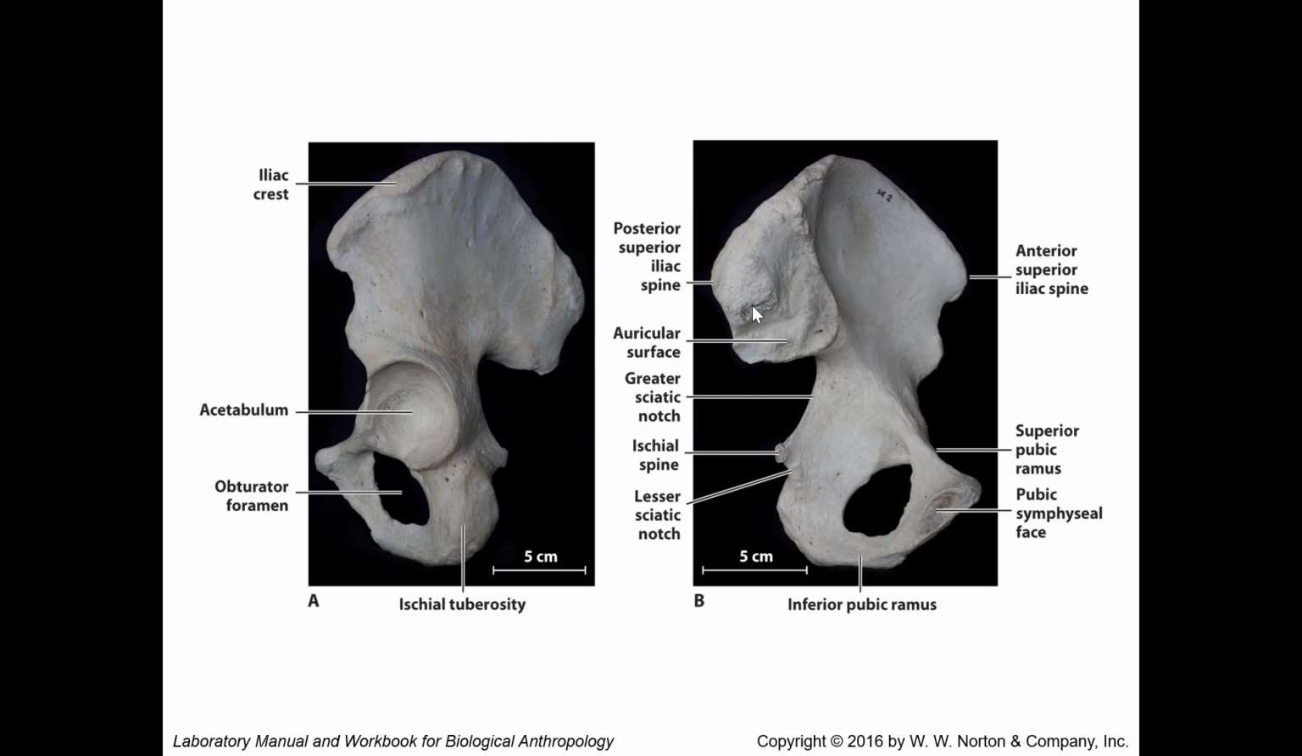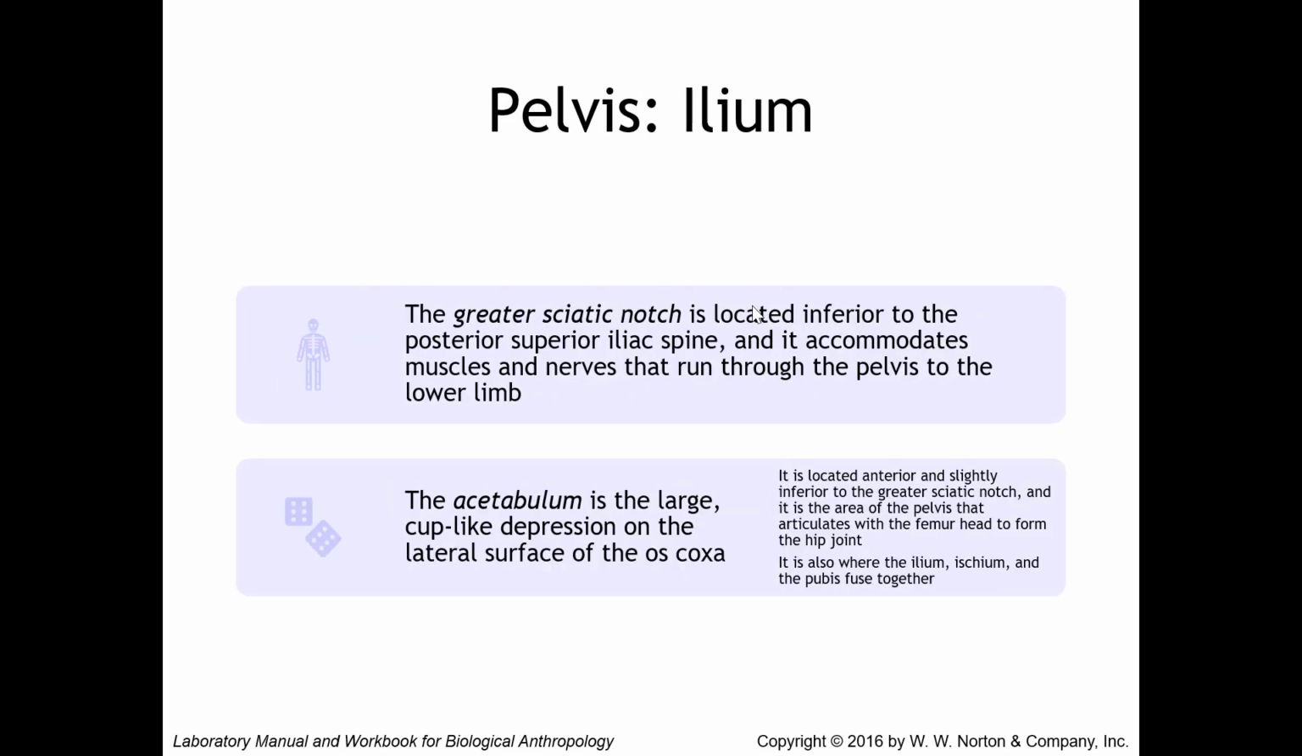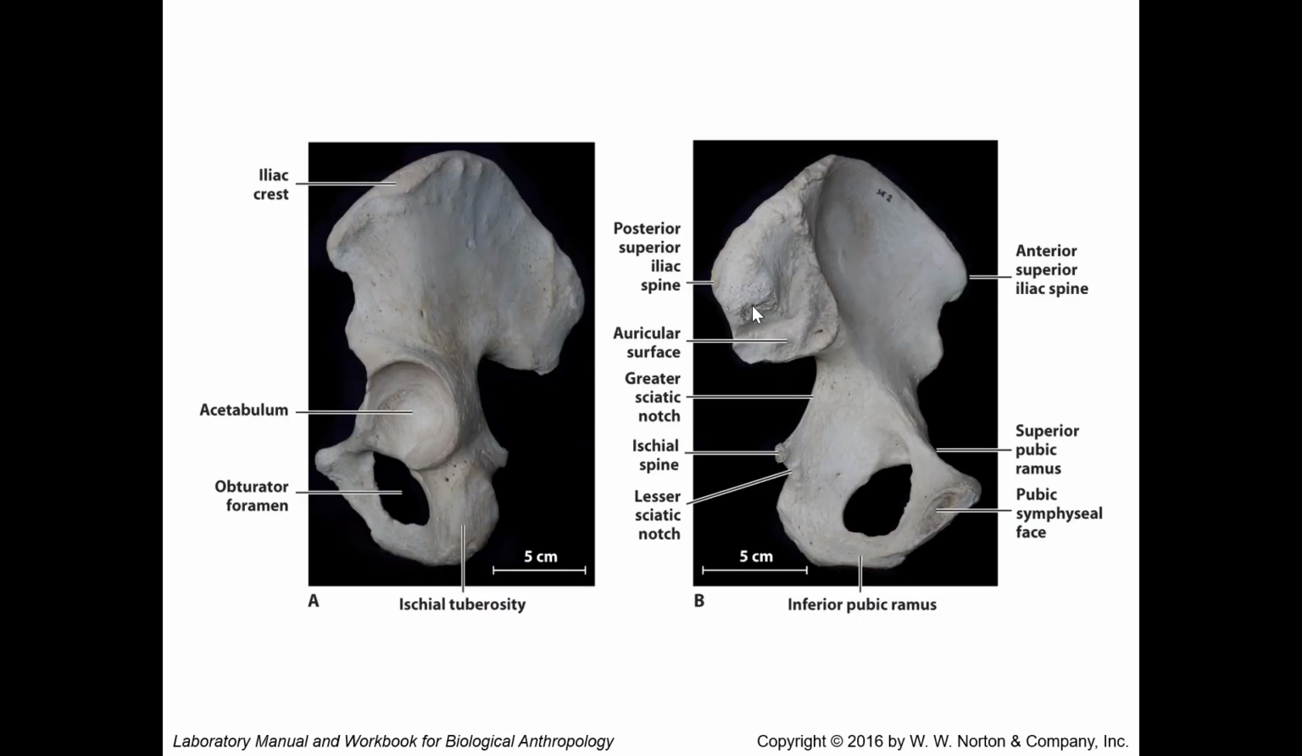Next on the ilium, let's go back here. So you've got the greater sciatic notch, and this is located inferior to the posterior superior iliac spine. I feel like it's better if I show you a picture, right? So inferior to the posterior superior iliac spine, so the back upper iliac spine, it is inferior to that. So our greater sciatic notch here. It accommodates muscles and nerves that run through the pelvis to the lower limb.